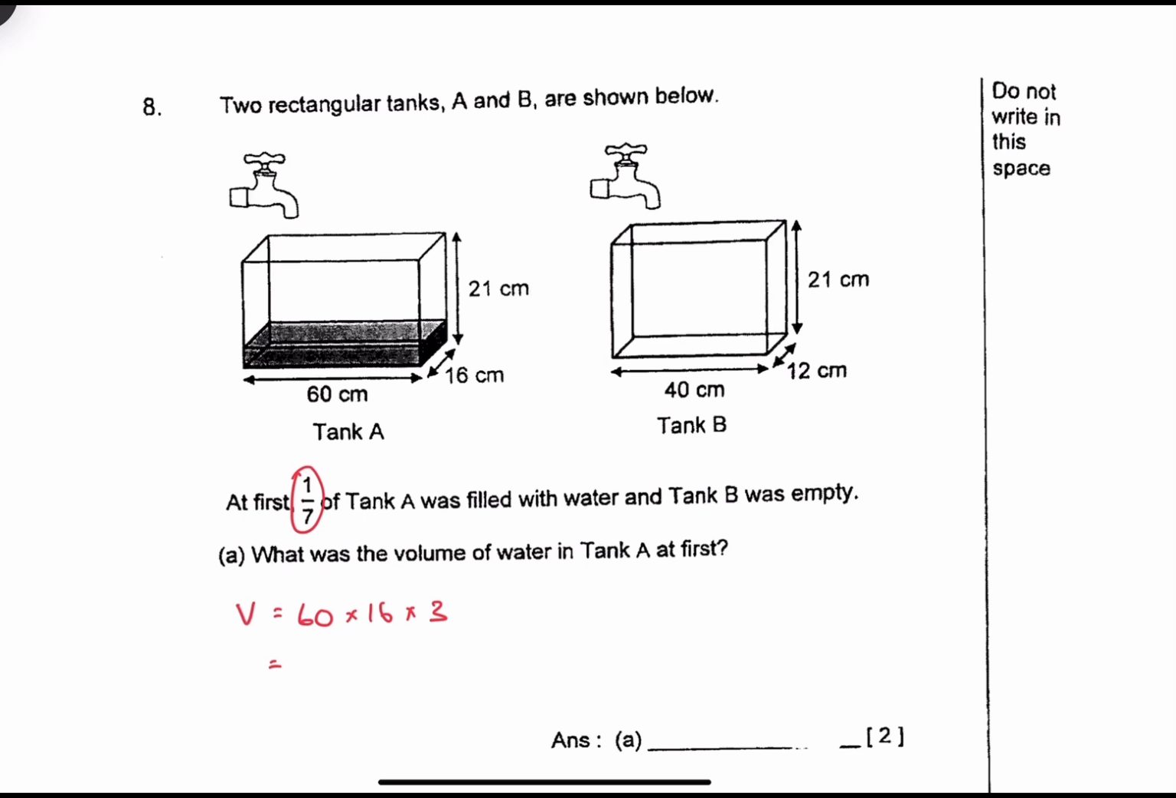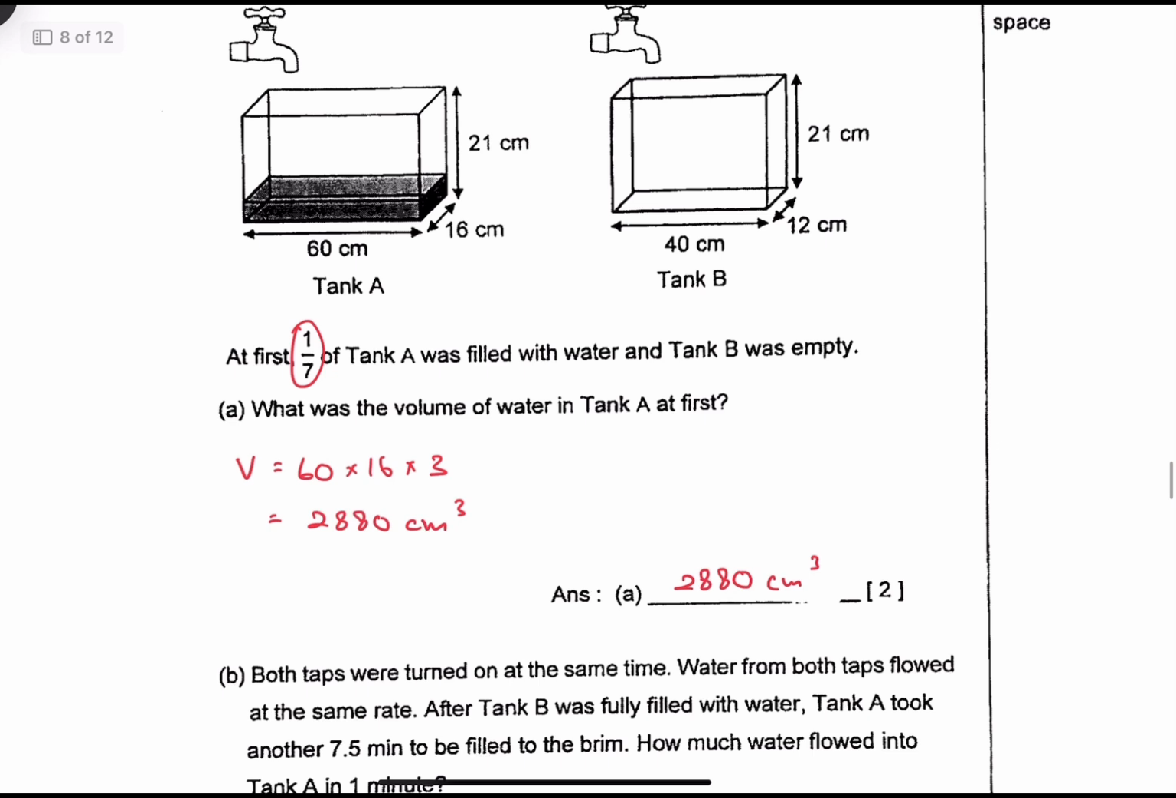So I have 60 times 16 times 3. So the volume of water inside is 2880. Remember to take note of the units because sometimes the question likes to throw you in liters. Then your units and everything will be haywired. So this easily pockets your 2 marks.